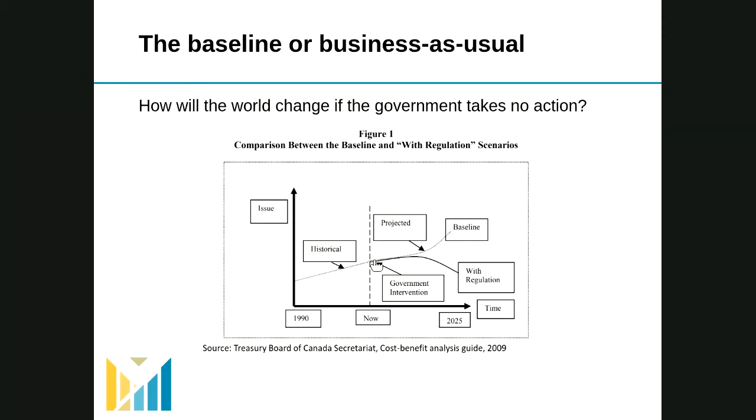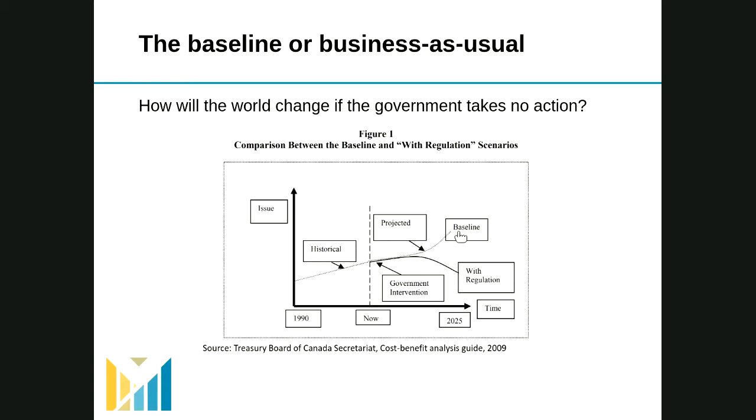And then if the government doesn't take action, then it will continue to get worse and worse until we have a lot of crop failures and health effects because of climate change. If the government does take action, then we reduce our greenhouse gas emissions and everything's good. So the net benefit in this case, or the benefit of with regulation to without, is the distance between these two lines. It's not the distance from how the issue is today to how it will be with regulation, but what the world will be without the regulation. So this is really important.